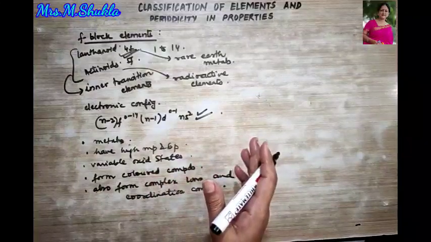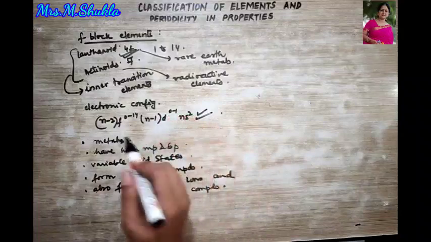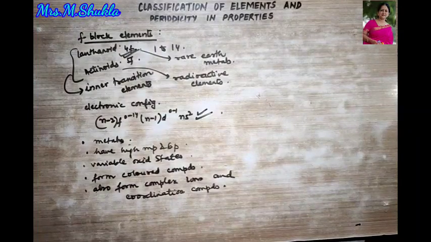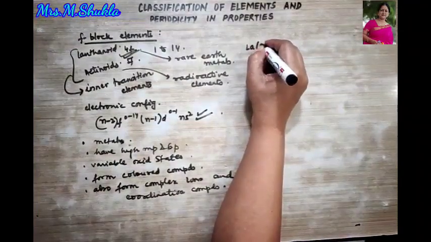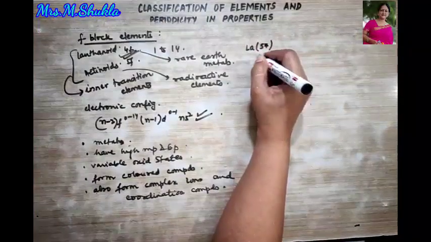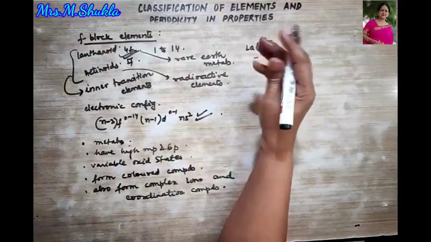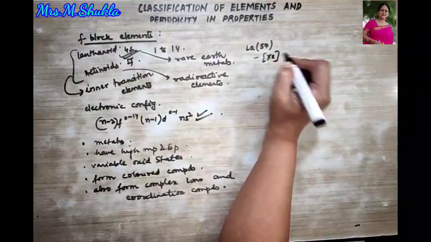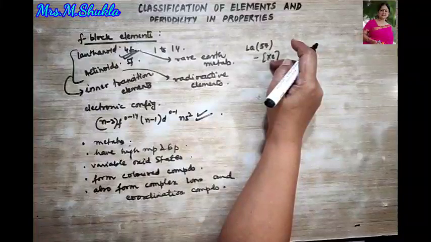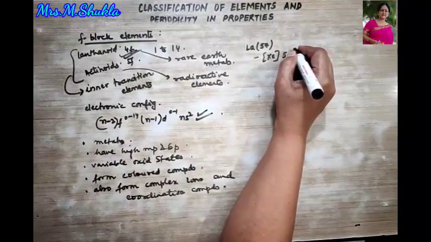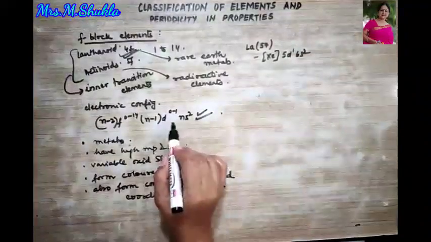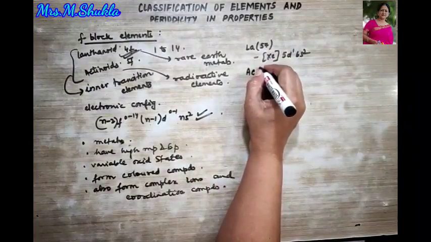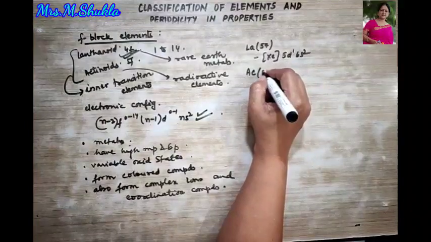Now let us configure a handful of elements to understand this general electronic configuration of F block elements. Let us see lanthanum, which is 57. How is this configured? I am not going into the long configuration. The short one: let us see xenon. Xenon means 54. Now how much is left? 5D1 6s2. Okay.